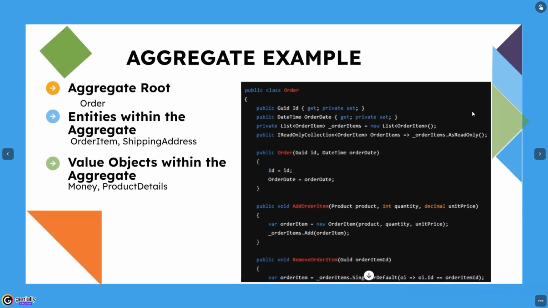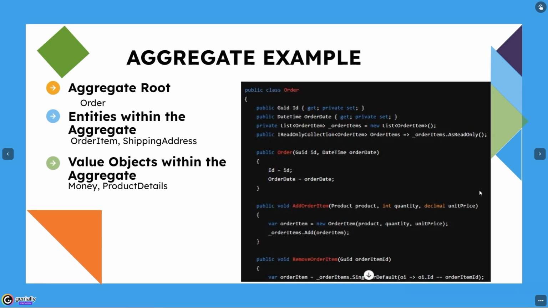Here we have an aggregate example. In this example, there is an aggregate root whose name is order, and the entities within the aggregate are order item and shipping address. And the value objects within the aggregate are money and product details.